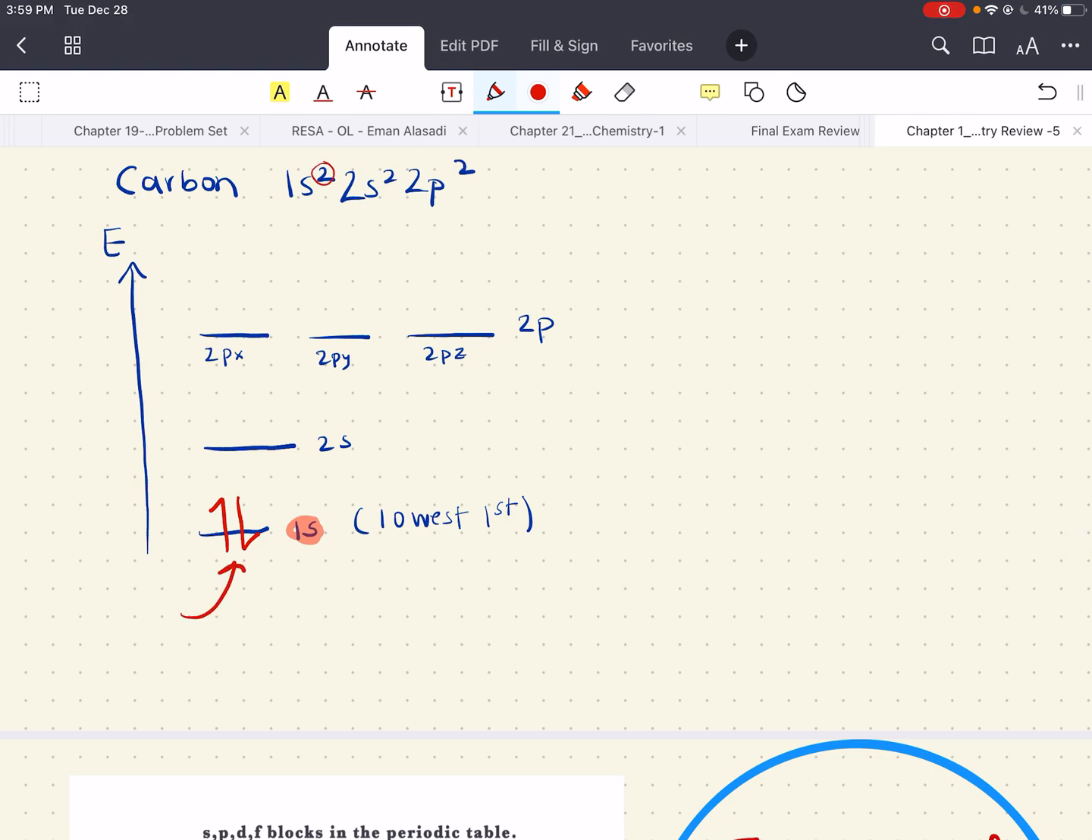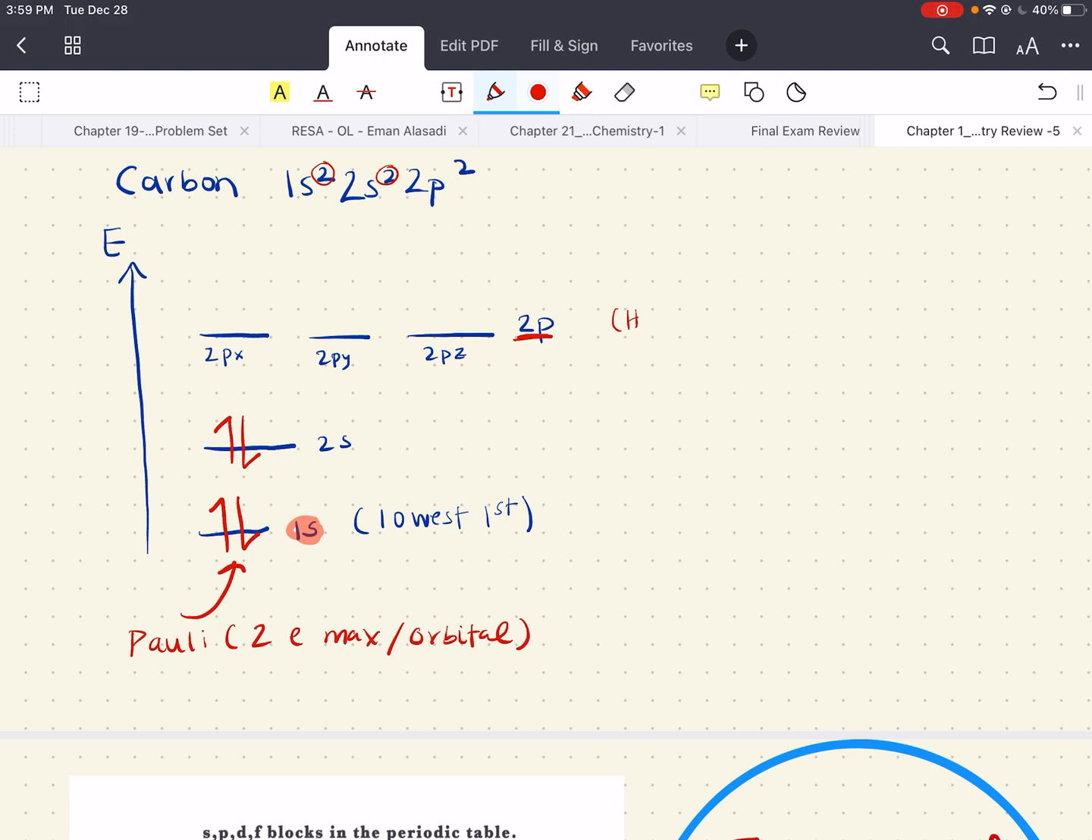This also reaffirms Pauli's exclusion principle: two electrons max per orbital. We can't be squishing in any more in there. Awesome. Then our next highest energy orbital is our 2s. We're going to go ahead and fill that up with two as well. And then in our 2p orbitals, we have two electrons to place.